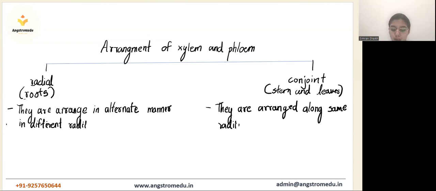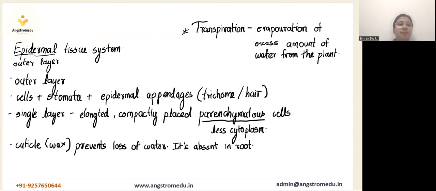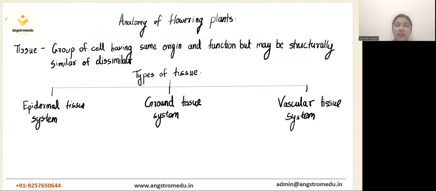Okay, so these are the types of tissue systems. What are the three types of tissue system? First one is epidermal, second is ground, and third is vascular. Epidermal is the outer layer, then the ground tissue system, and the vascular tissue system having vascular bundles. Okay.